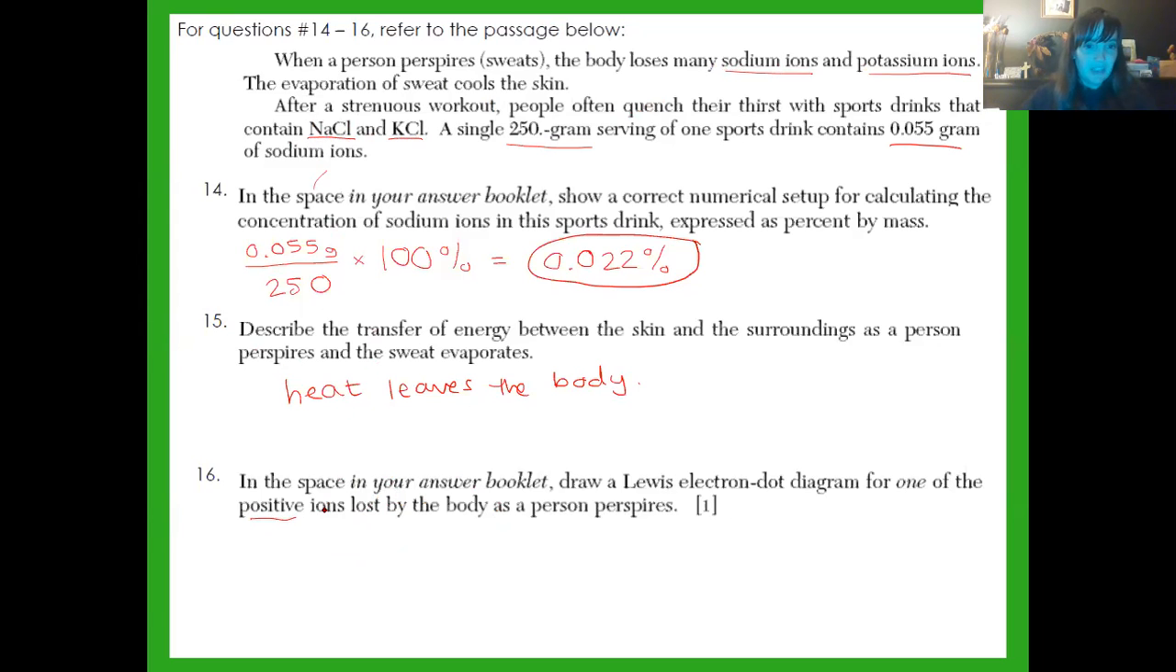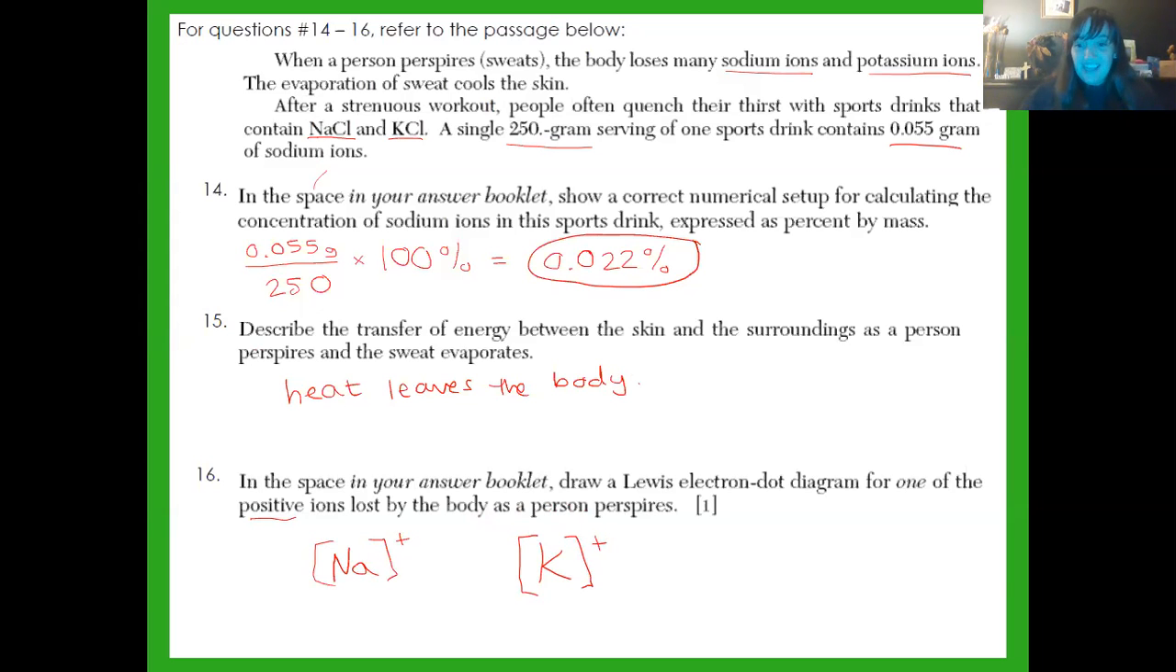So let's say you picked sodium. The symbol for sodium is Na. Usually it has one valence electron, but when it's an ion, it has lost that valence electron. So now it has no dots. You could just draw the brackets and the positive sign. Very similar with potassium. If you picked potassium, its symbol is K. It has one valence electron normally when it's an atom, but when it's an ion, it's lost its only valence electron. So now it's a positive ion.